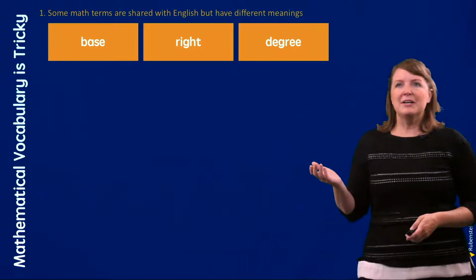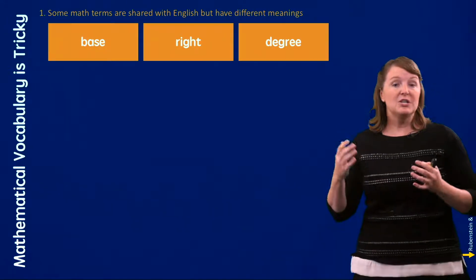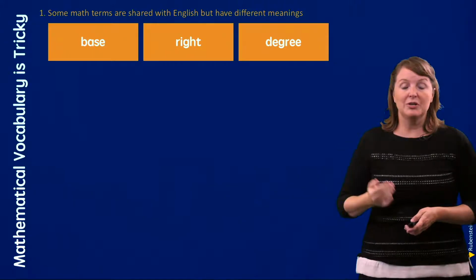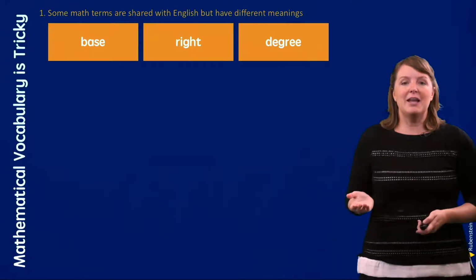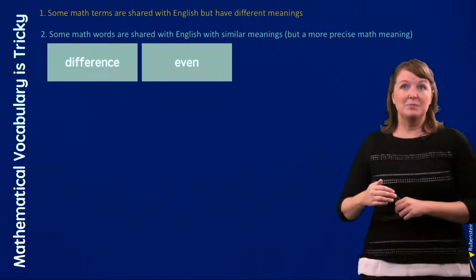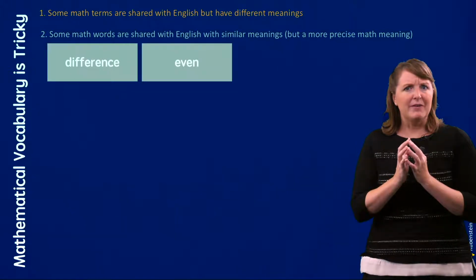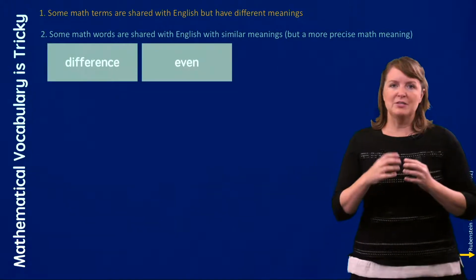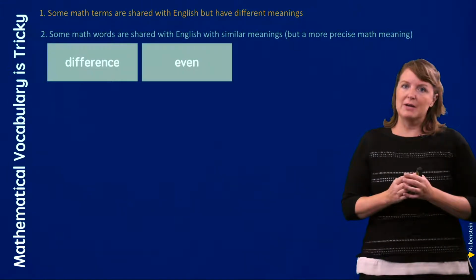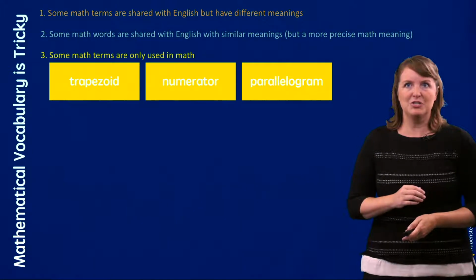But math vocabulary can be tricky because there are some math terms that can also be used in general English. So for example, a degree might mean your high school degree. It could also mean the degrees of an angle. Math vocabulary can be tricky because there are math terms that have a similar meaning in general English, but the math term is more specific. So you might be talking about the difference between like two people's outfits, or are you talking about the difference between two numbers? That's much more precise of a question.